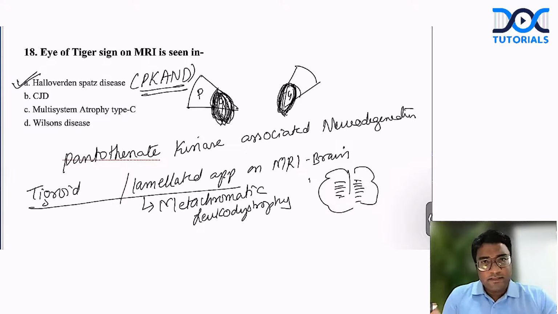So eye of tiger is different, and lamellated appearance or tigroid appearance, leopard skin appearance or tiger skin appearance is different. Eye of tiger is seen in Hallervorden-Spatz disease, also called PKAN, pantothenate kinase associated neurodegeneration. Iron is deposited in the globus pallidus. Tigroid or lamellated or leopard skin appearance is seen with metachromatic leukodystrophy. So be careful whether he is asking eye of tiger or a tiger skin appearance.